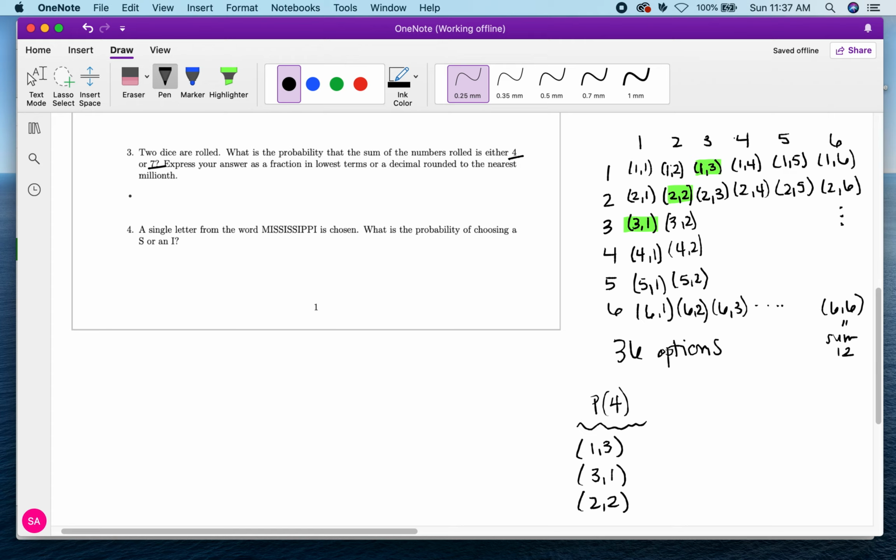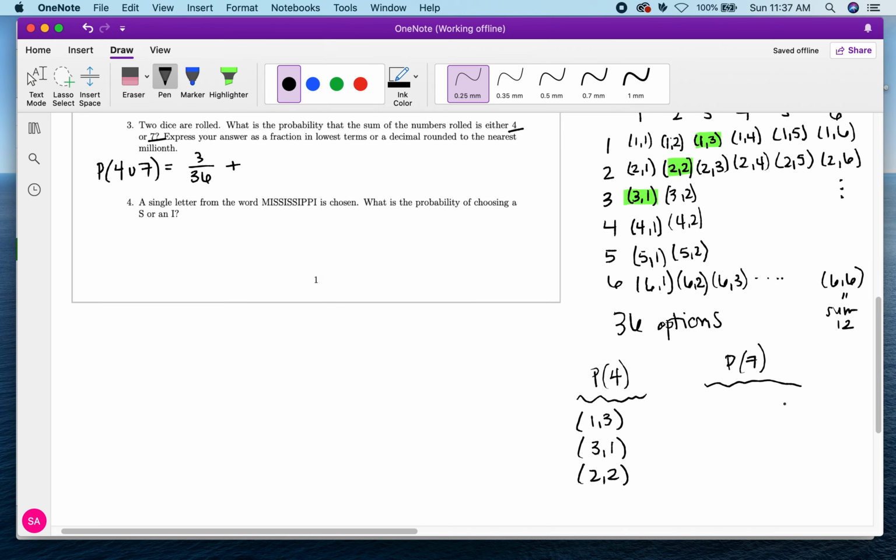So, probability of rolling a 4 or a 7. We found the probability of rolling a 4. It's 3 out of all 36. Now we're going to find the probability of rolling a 7. I'm going to come back down here and write this out again. Let's think about all the numbers, 1 through 6, that will add up to 7. Like 1 and 6, right? 1 plus 6 is 7. But don't forget, we also need to account for 6 plus 1. So 1, 6, 6, 1. What about 3 and 4? 3, 4, 4, 3.